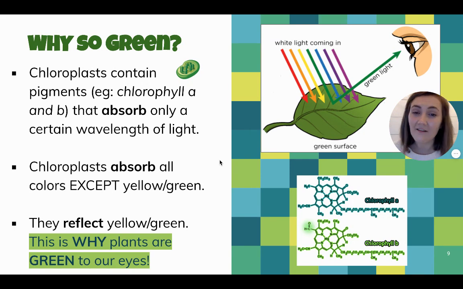So why are they green? Well, you're actually seeing the reflection. The reason plants appear green is because that is the one wavelength of light that is entering the chloroplast and actually bouncing right back, and that is what we visually see. So that is why green plants appear green to our eyes.